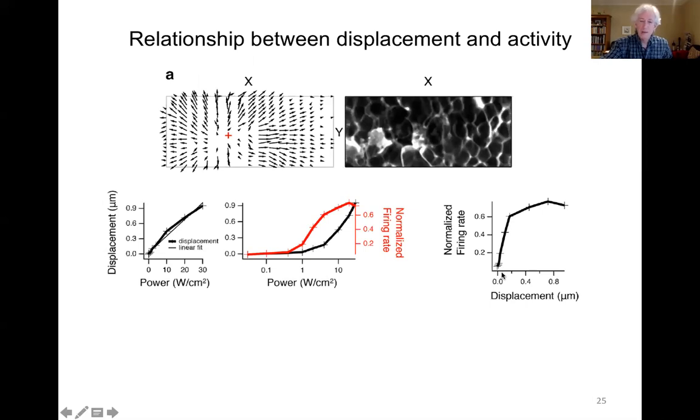the same time. Comparing to other results where people have done experiments with individual cells, poking on them with a probe, they see gating of mechanosensory channels and mechanosensory activity that occurs on a submicron scale. And so this is all consistent with this mechanical displacement driving the activity.